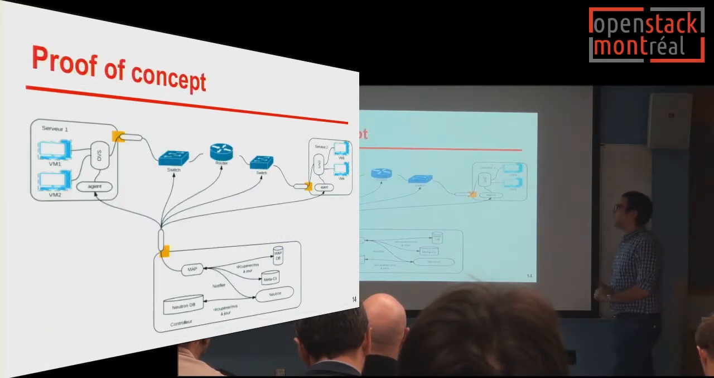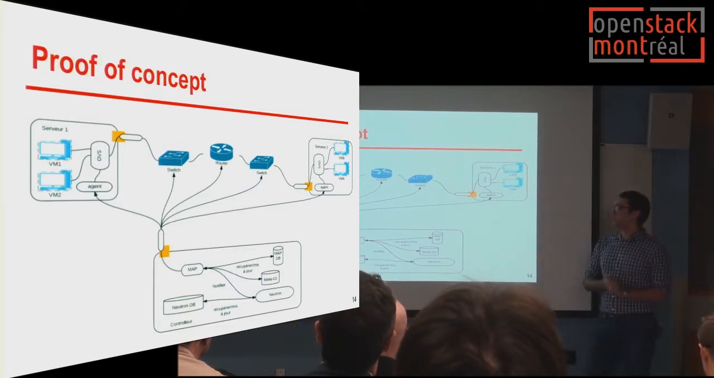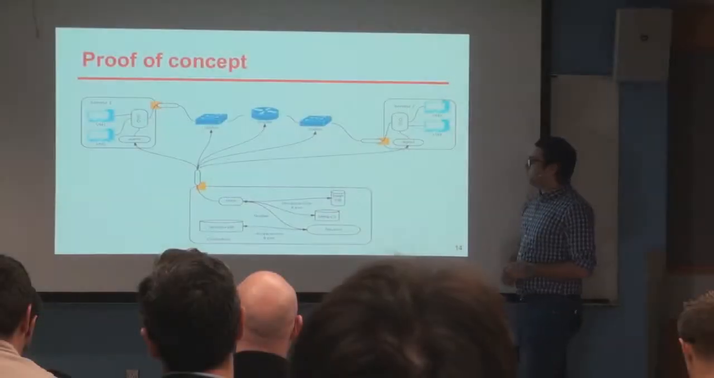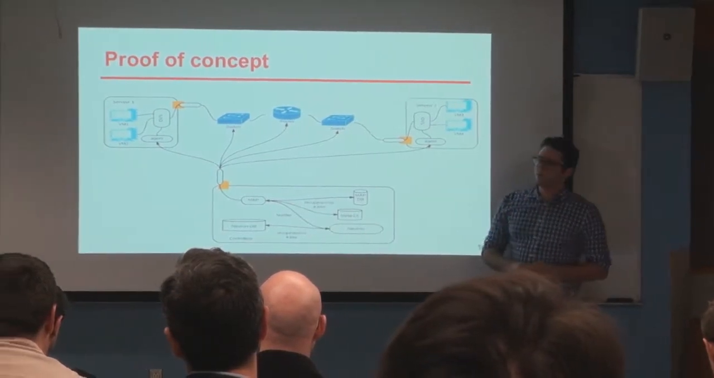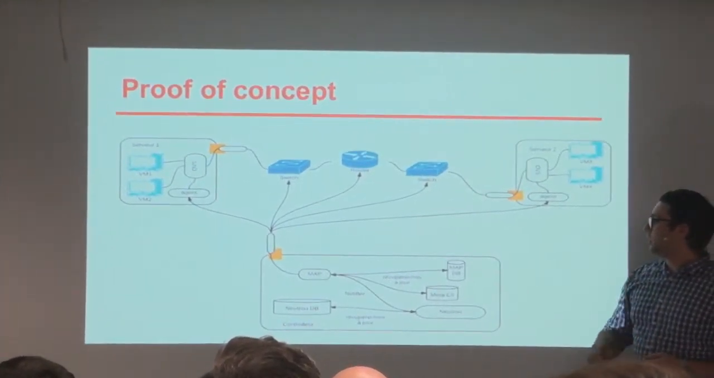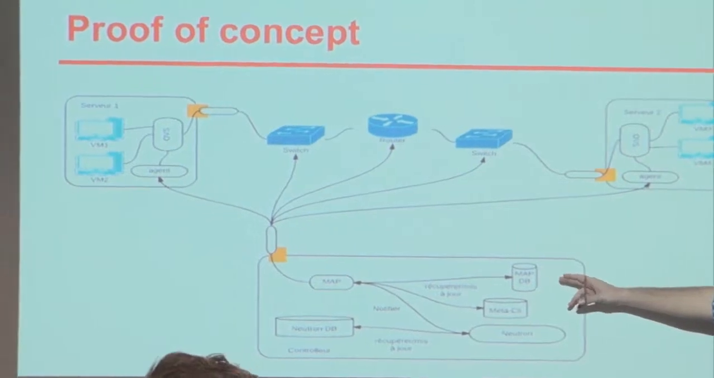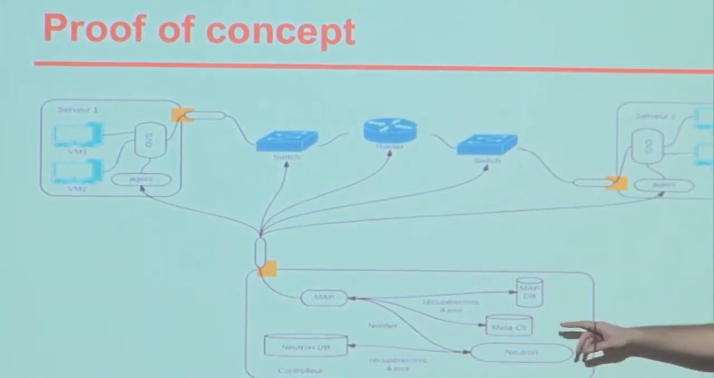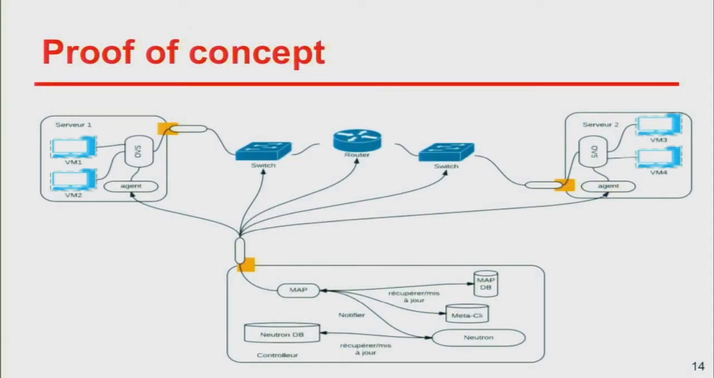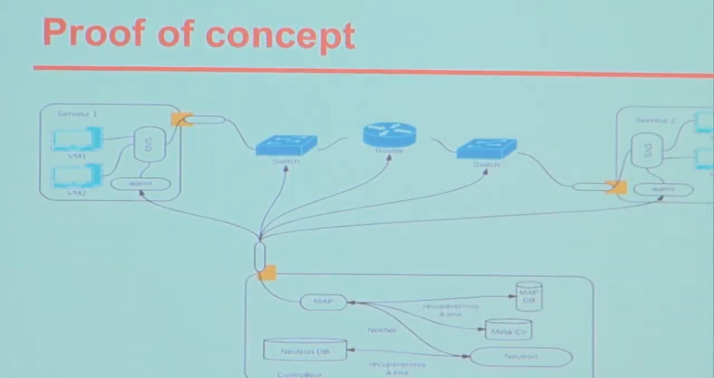So we developed a proof of concept of our approach. We called it MAP, Modular and Adaptive Plugin. Our plugin interacts with Neutron using the Neutron API, to create and delete networks, all of this. And it interacts with two databases: the MAP database, which represents the model, and the MetaCLI database, which represents network configurations and the equipment configuration. So MAP will interact with all types of network equipment.